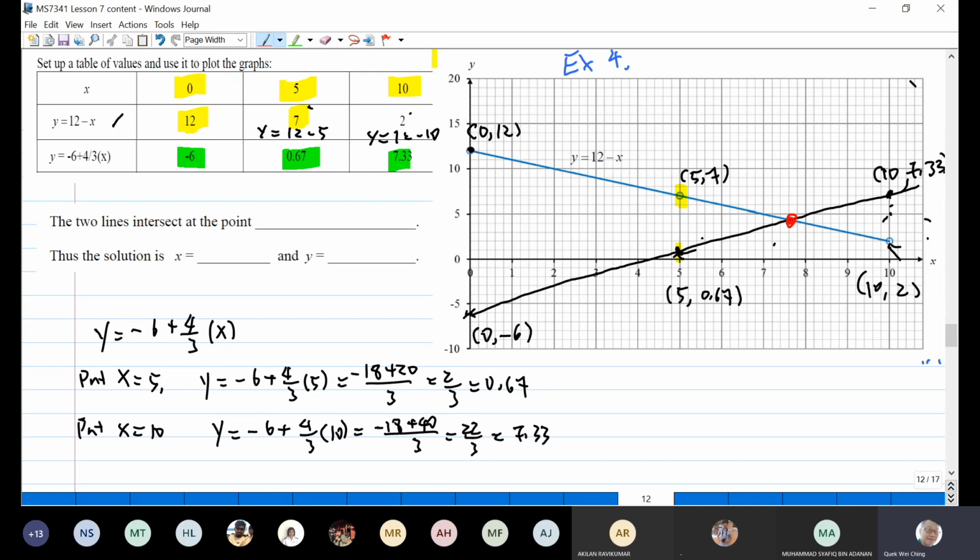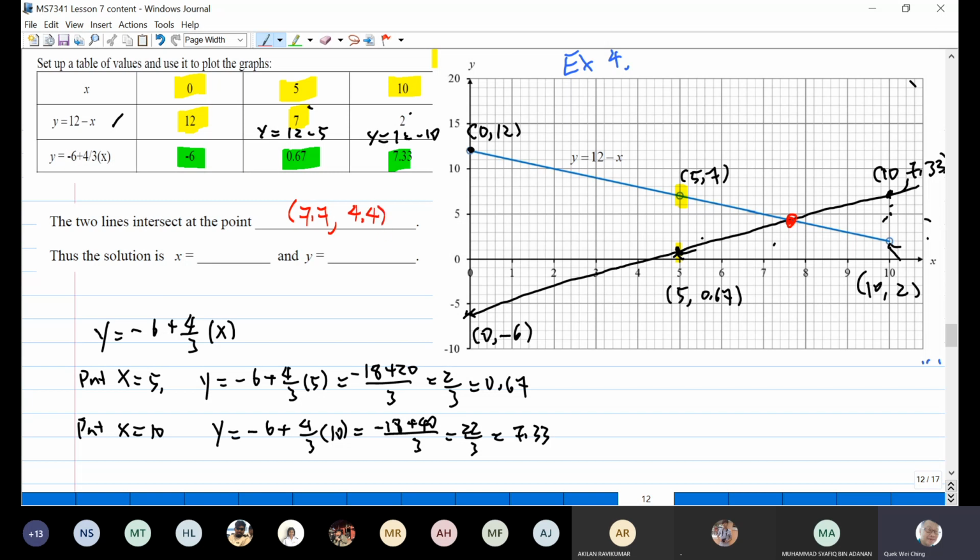This point, I think, is between 7 and 8, right? So x is between 7 and 8. Based on the notes, I think this is about 7.6 or 7.7. So this is the point, x equal to 7.7. And where's the y? Y is about somewhere near 5, right? Less than 5, so maybe 4.4.